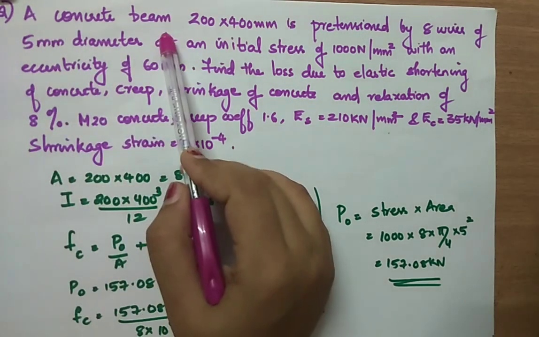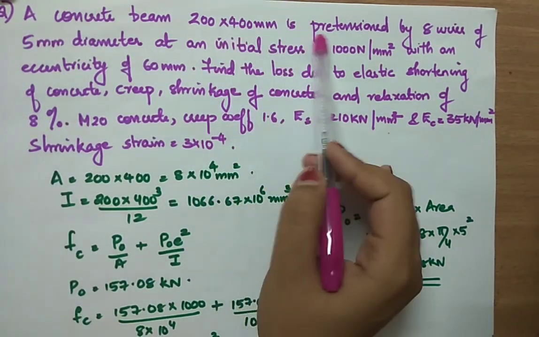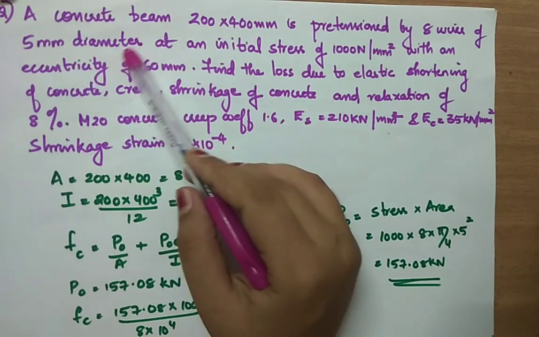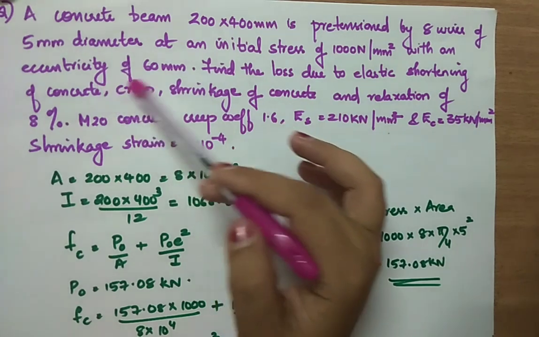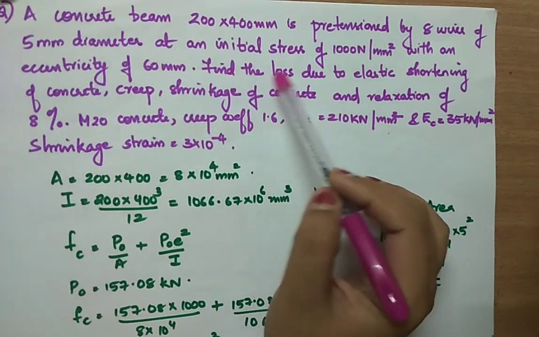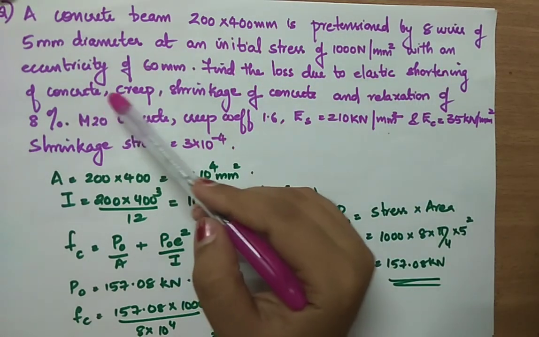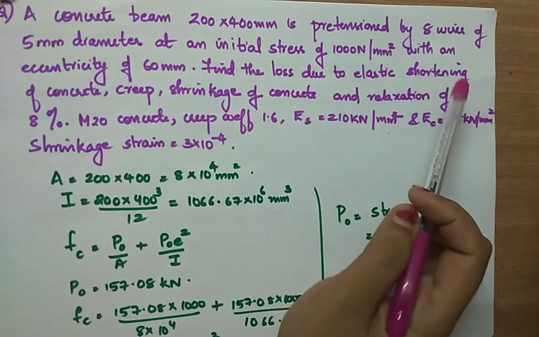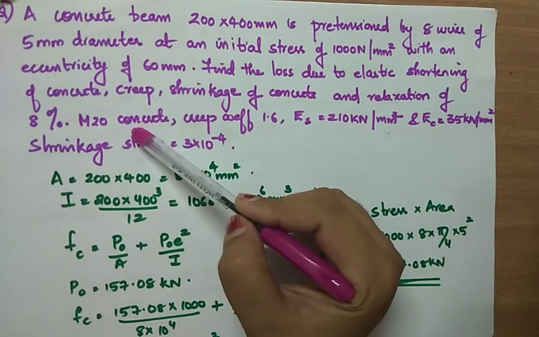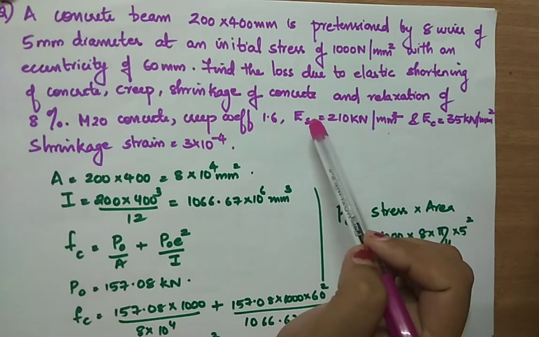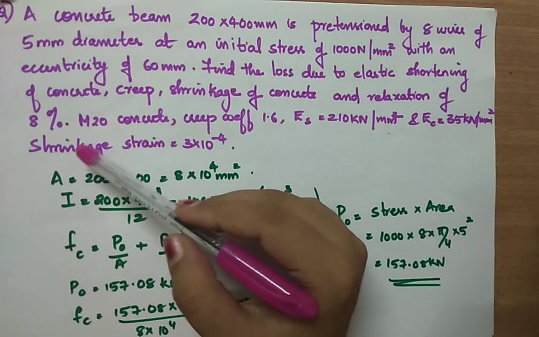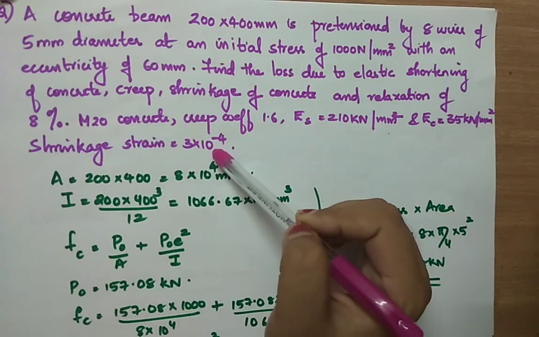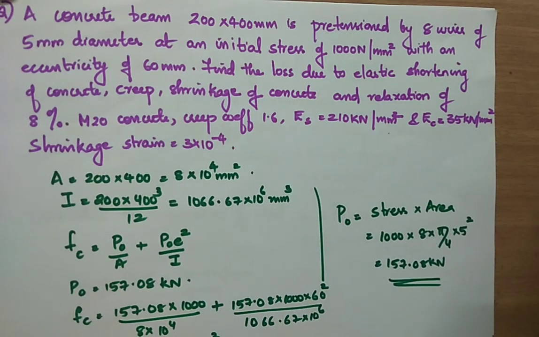A concrete beam 200 by 400 mm is pre-tensioned by 8 wires of 5 mm diameter at an initial stress of 1000 Newton per mm square with an eccentricity of 60 mm. Find the loss due to elastic shortening of concrete, creep, shrinkage of concrete and relaxation of 8%. M20 concrete, creep coefficient 1.6, ES 210 kN per mm square and EC 35 kN per mm square. Shrinkage strain is 3 into 10 raised to minus 4. So we are asked to find out many losses.